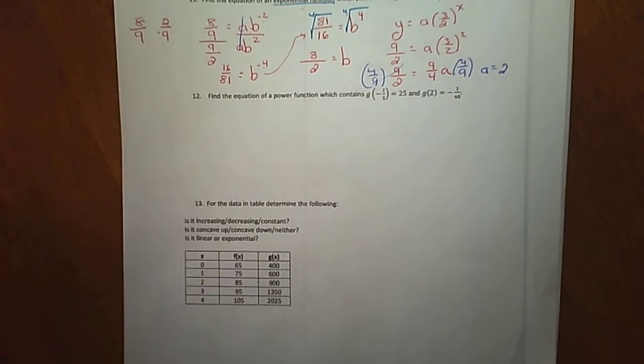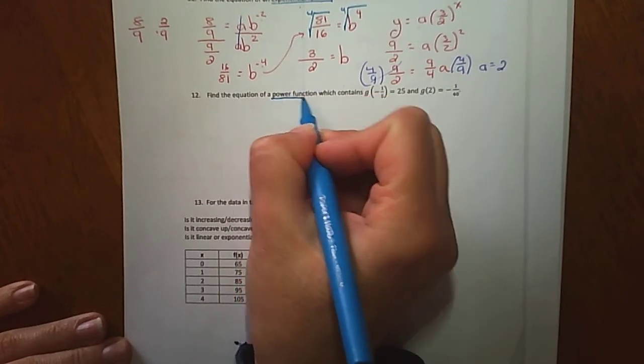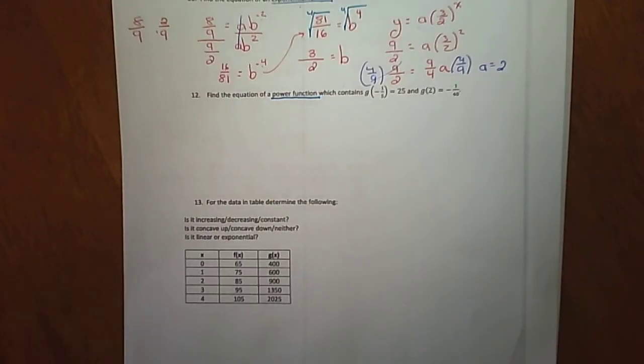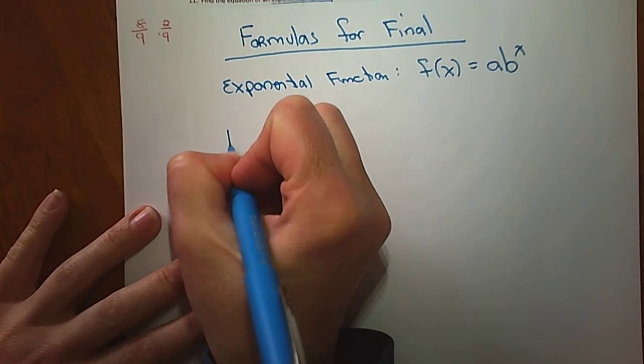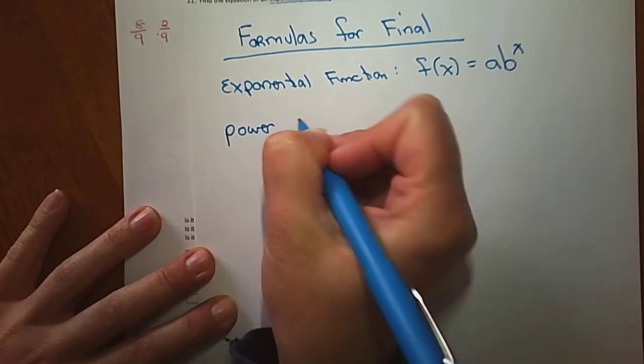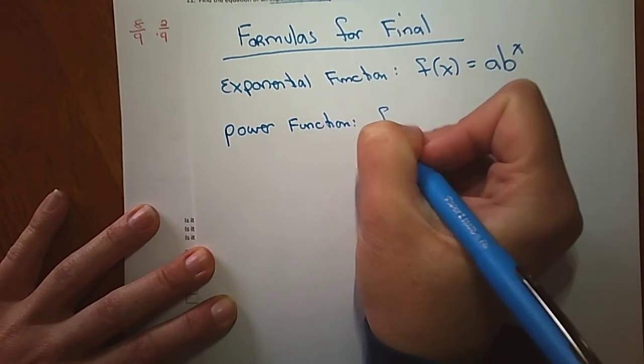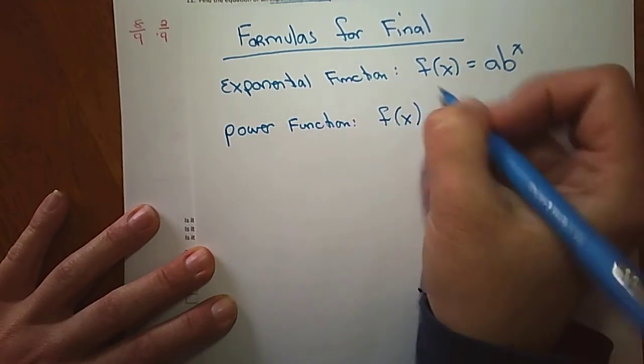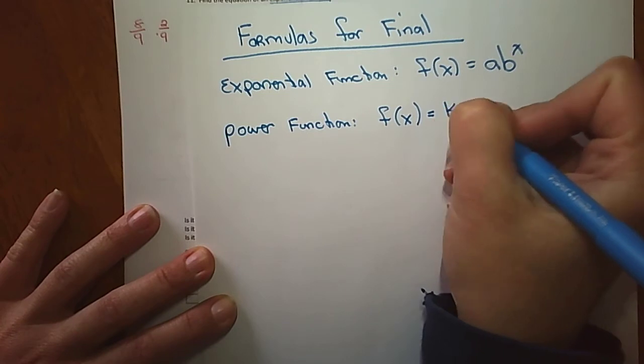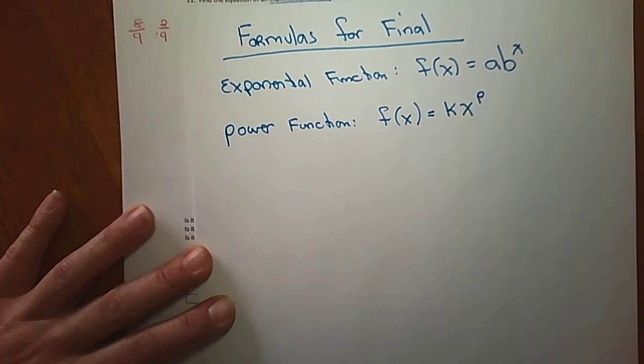Now, 12 is the only topic that I did not cover, but it takes 2 seconds to do. It's really similar work to number 11. You just haven't seen this formula before. Power function. So, I'll add it to my list. A power function would be f of x equals k x to the p, right?